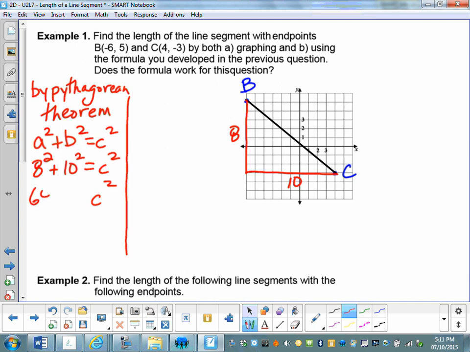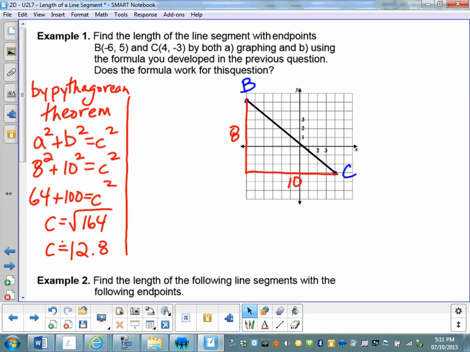So I have 64 plus 100 equals c squared. To figure out what c is, we take the square root of 164. We end up with 12.8 if we round that to one decimal place. Okay, so that's what we get for c that way.